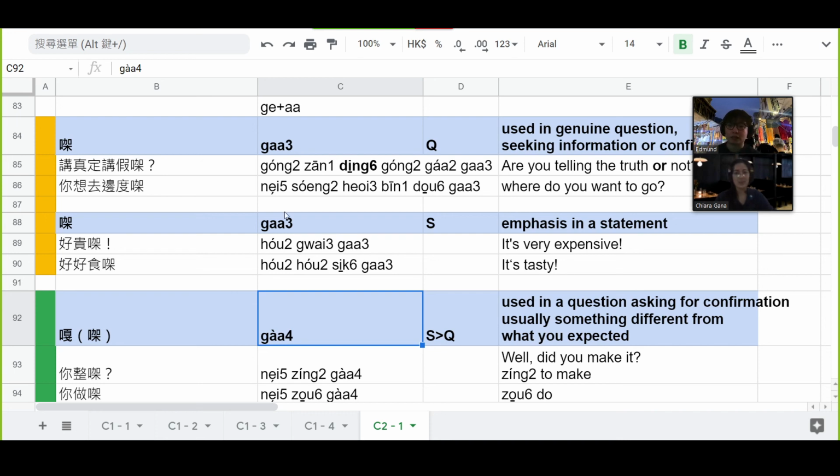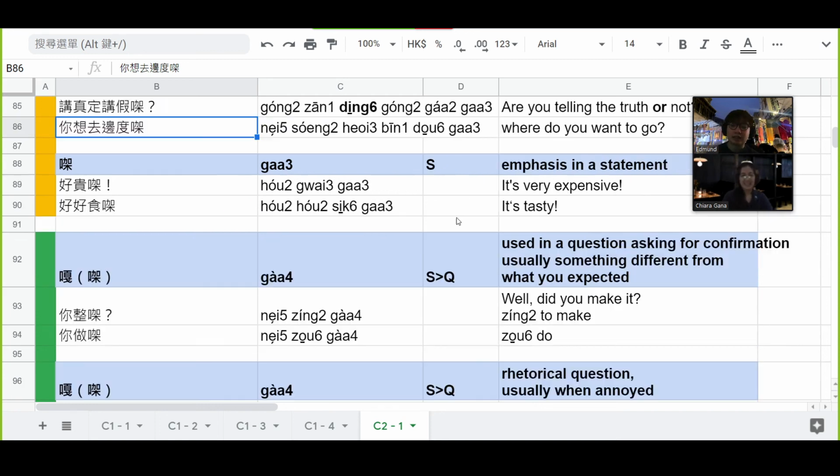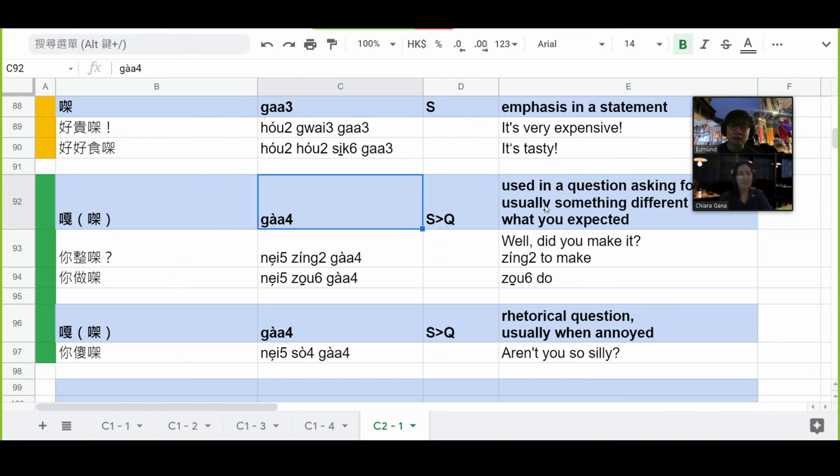Like 你想去邊度？ This is a question. Then you use the third tone. If you say you want to go there, which is different from what you expected, then you can say 你想去嗰度㗎？ I thought you wanted to go to this place, but here you want to go there. Like that. So ga is only for statements.